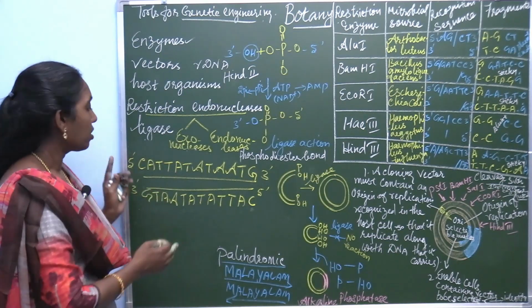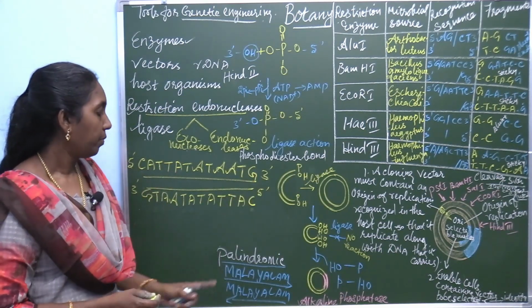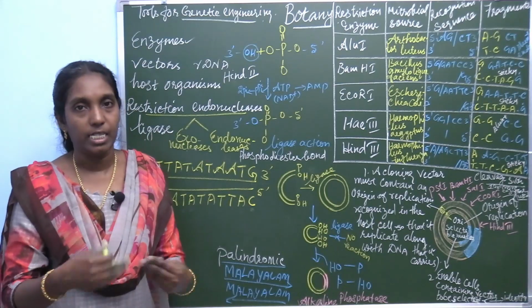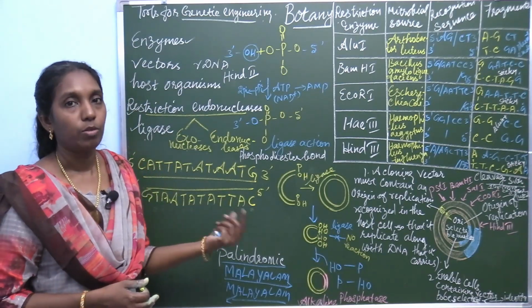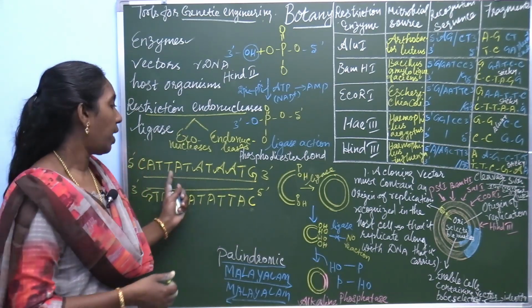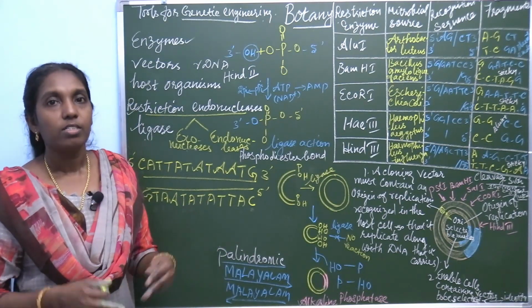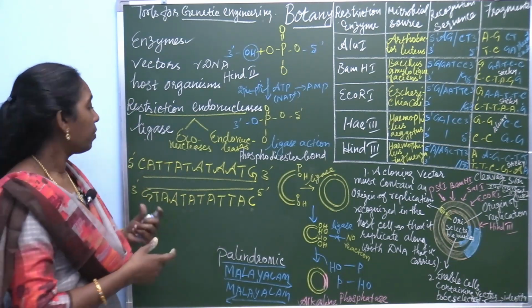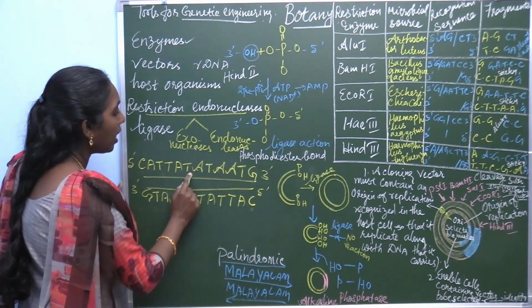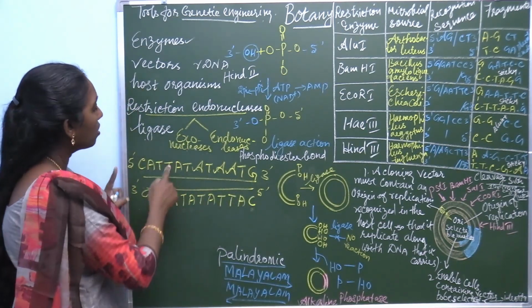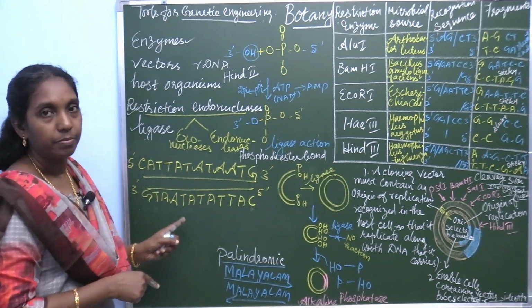So this sequence is called palindromic. Palindromic repeats. Sometimes they may ask palindromic repeats as a 2 mark or 3 mark question. So simply, just for your remembrance, you read it as cat, tat, at, odd, G. So the complementary pair you can write it.